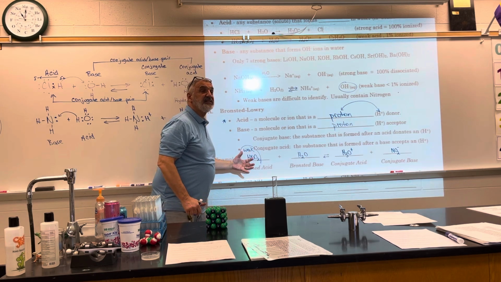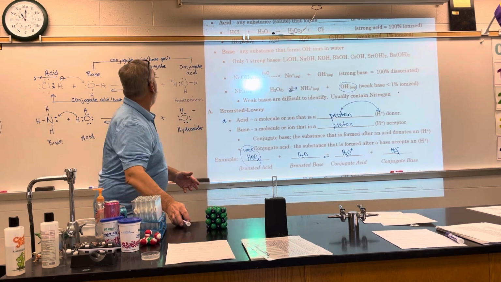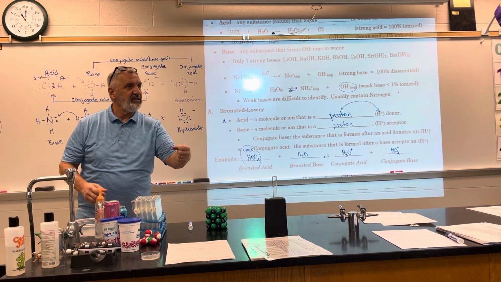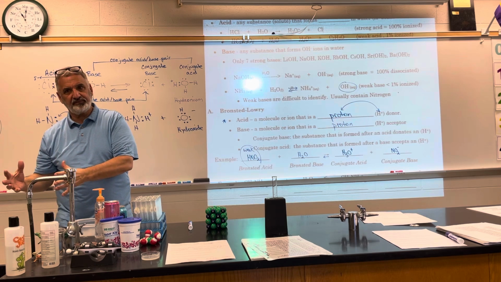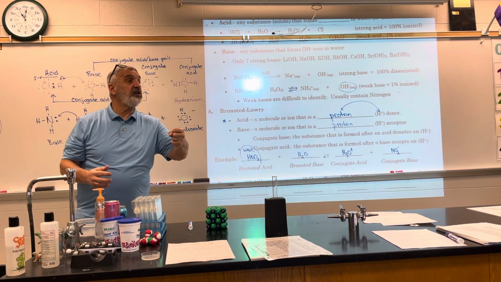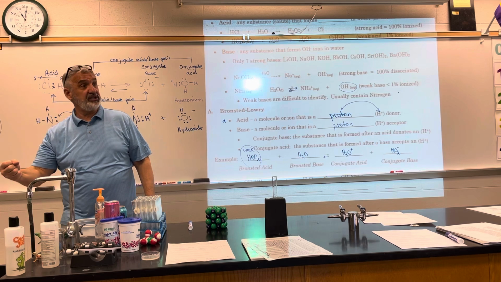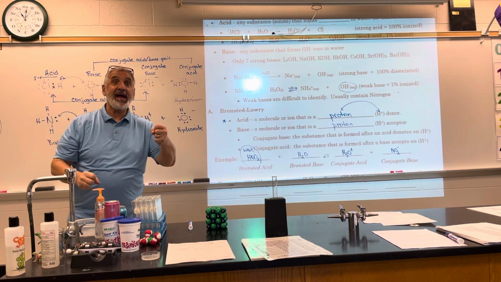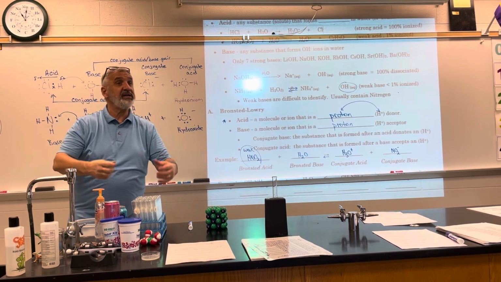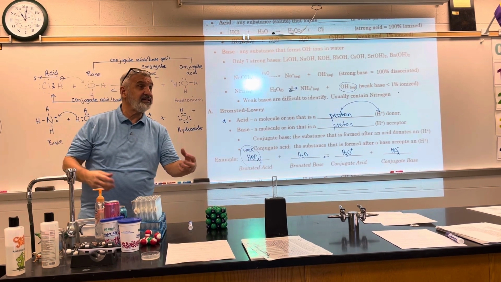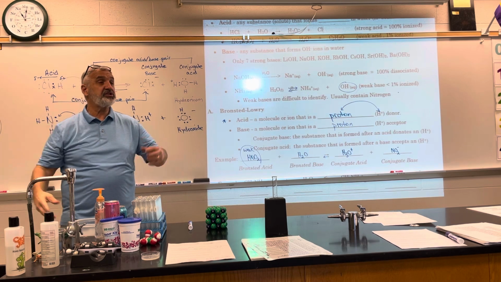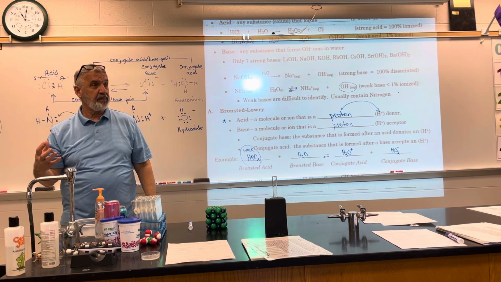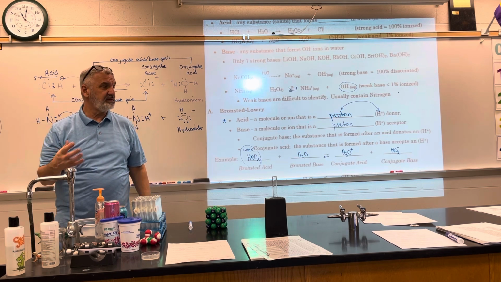So acids and bases, according to the Bronsted definition, are always opposite. An acid makes a conjugate base, a base makes a conjugate acid. The stronger the acid, the weaker the conjugate. The weaker the acid, the stronger the conjugate is going to be. So it's always opposite. Acids make conjugate bases, bases make conjugate acids. The weaker the acid, the stronger the conjugate. The stronger the acid, the weaker the conjugate. Opposites.